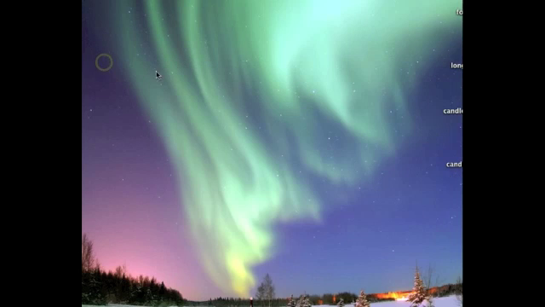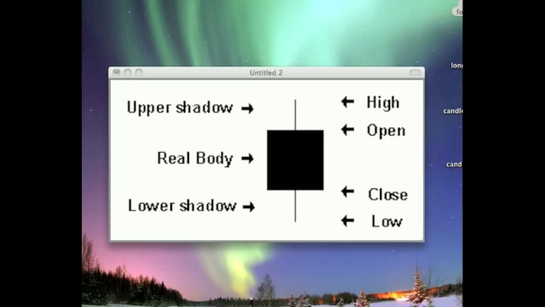Let's go ahead and take a look at a black candle. Now the black candle here is just a little bit different. It also has an upper shadow, a lower shadow, the real body, but the open and close are reversed. So it opened here at the top and then it closed at the bottom. Now this represents that there was a lot of selling pressure throughout the day.